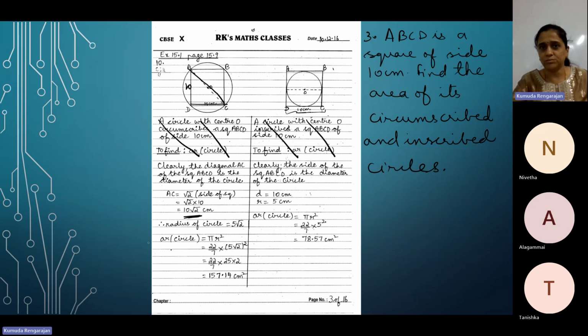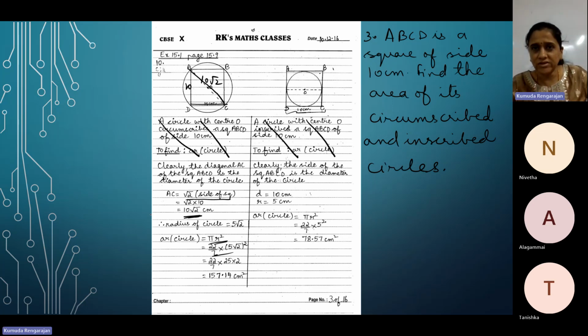Okay, so AC is 10 root 2. By using the formula or by using Pythagoras theorem, AC is equal to 10 root 2. What's the formula to find the diagonal? Root 2a, root 2 into side of the square. So this is 10 root 2. That means the diameter is 10 root 2. So the radius is 5 root 2. So area is pi r square, 22 by 7 into 5 root 2 into 5 root 2.